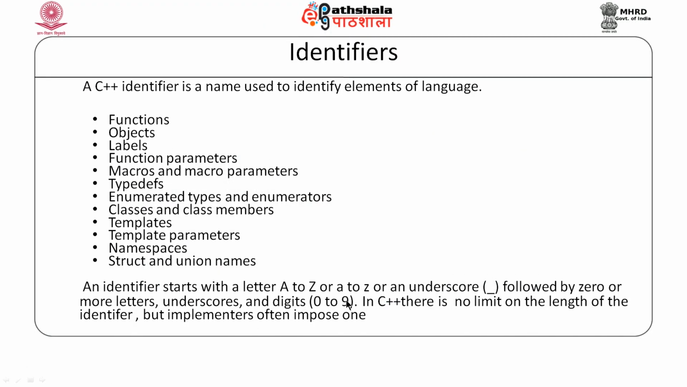So, whenever you are using a language, you just check out the environment or the compiler that you are using, whether it imposes any restriction. If it imposes, then you have to follow. If not, as per the definition of C++, there is no maximum limit that has been imposed onto the length of the identifier name.